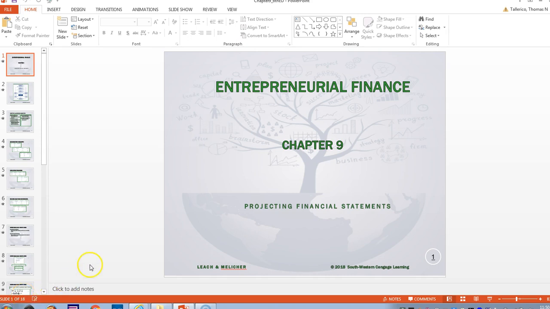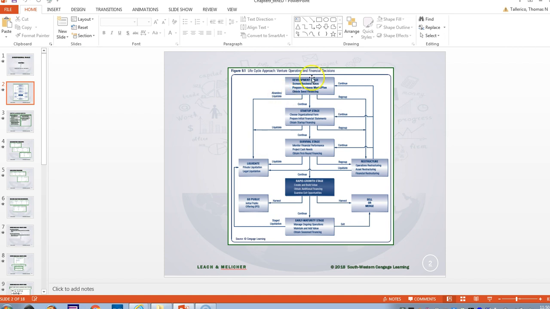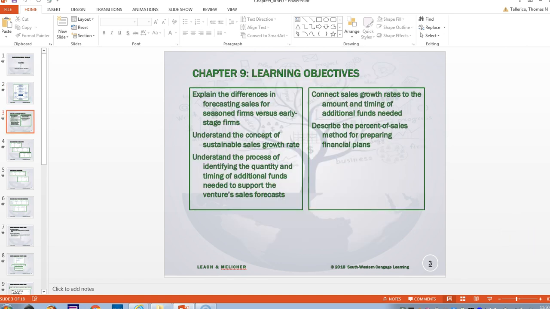So hello everybody, I'm back, and this is now chapter 9. We're going to go over chapter 9, and there's not really a lot of slides here, but we're going to talk about projecting financial statements. And once again, here's the infamous box with the 5 stages, and now we're on the rapid growth stage, right? So that's the highlighted one. And we're going to look at forecasting sales for seasoned firms versus early stage.